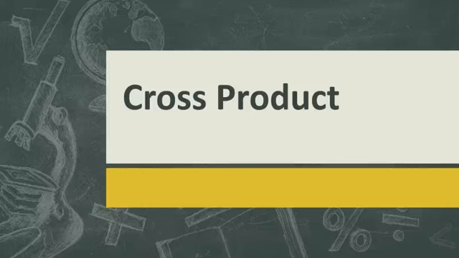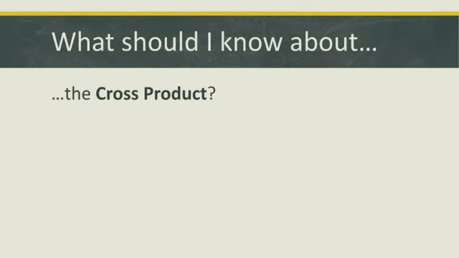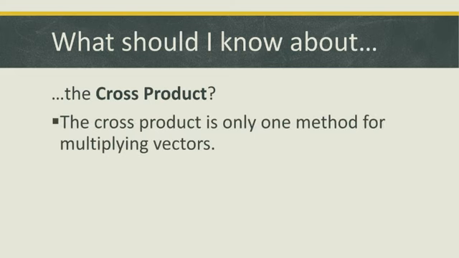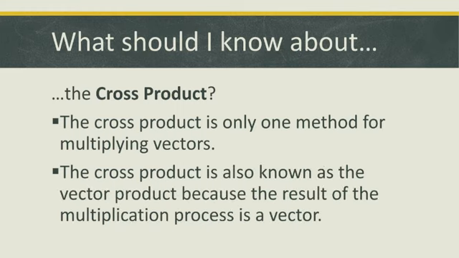We're going to look at what we need to know about the cross product. So what should I know about the cross product? Well, much like the dot product, the cross product is only one method for multiplying vectors. The cross product is also known as a vector product because the result of that multiplication process is in fact a vector, much like what we experience in multiplication of numbers as well as other algebraic objects.